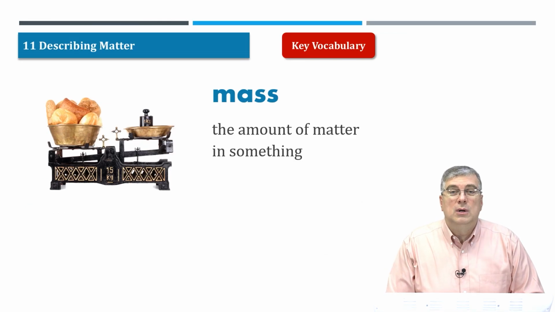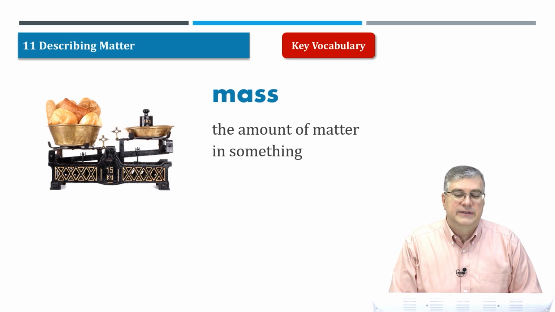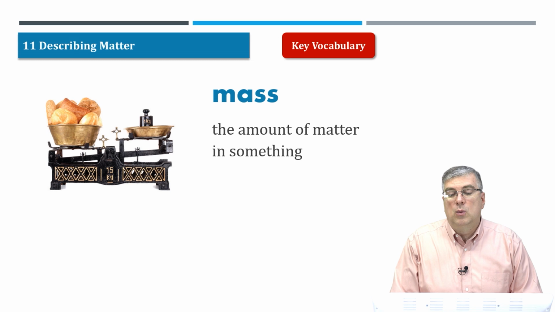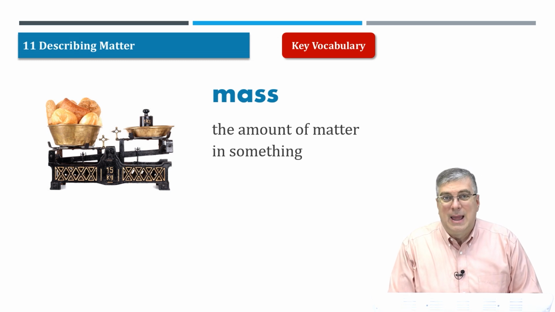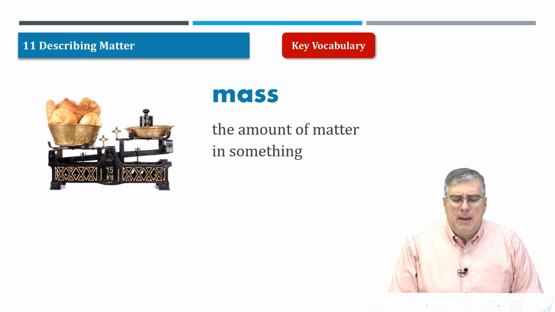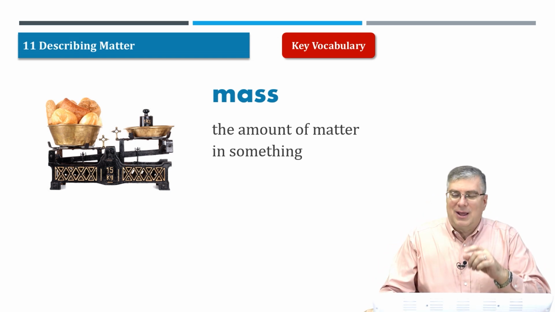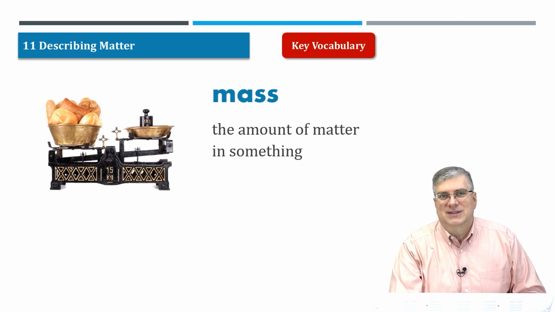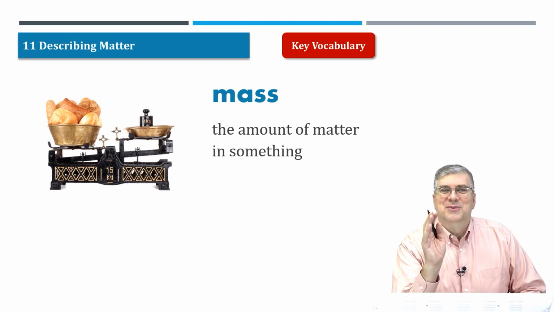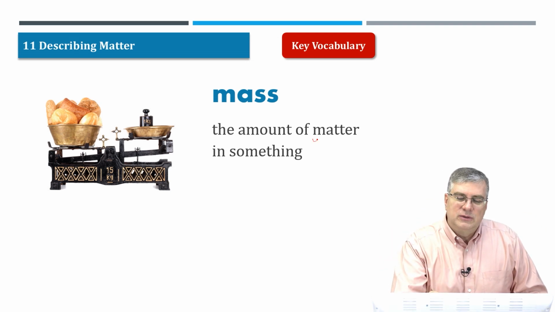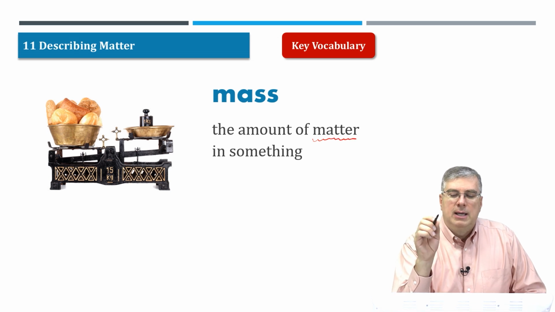Okay, as usual, let's begin with the vocabulary because we need to understand some words to talk about this subject. First of all, we have the word mass. What is mass? Mass is the amount of matter in something. Now, I made a little joke at the beginning of this lesson. I said, what's the matter? But that's a different meaning. It's important also to discuss what is matter.